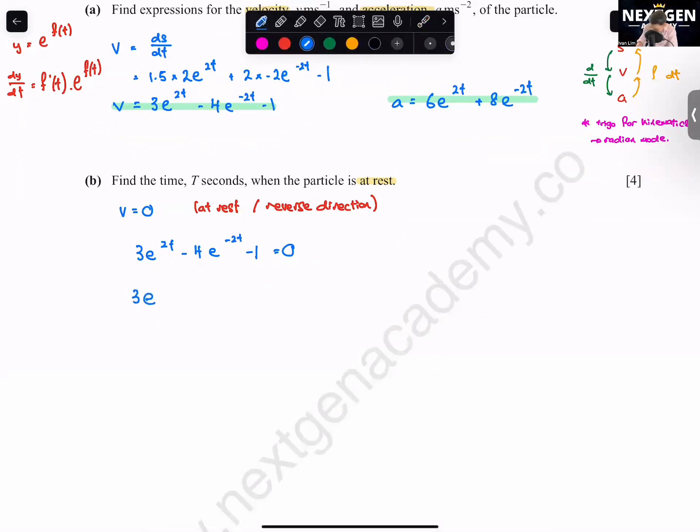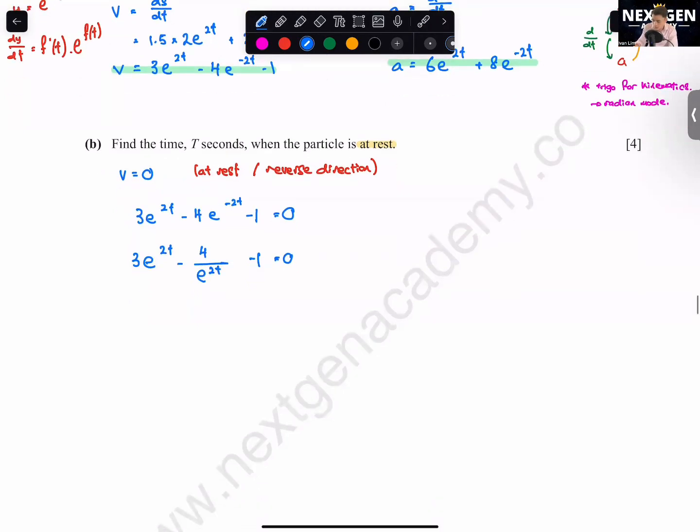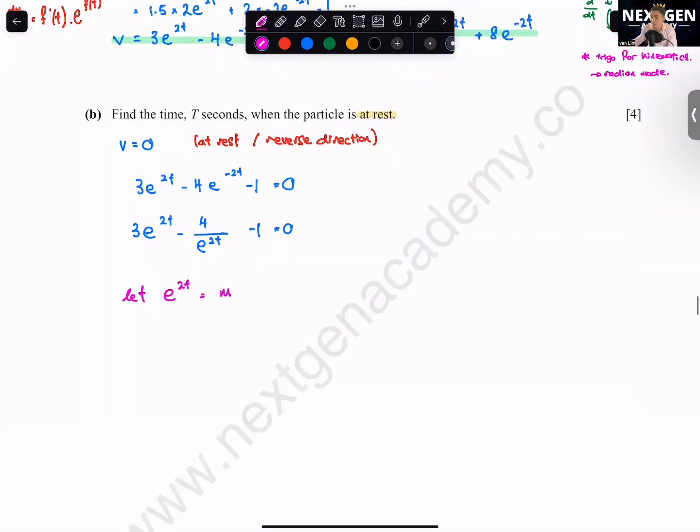3e power 2t minus 4 over e to the power of 2t minus 1 equals to 0. Power negative is over something. I don't like to do it like this, so I will do this. Let e to the power of 2t equals to, what's your favorite alphabet? Let's say M, because M for Marvin. So here, 3m minus 4 over m minus 1 equals to 0.